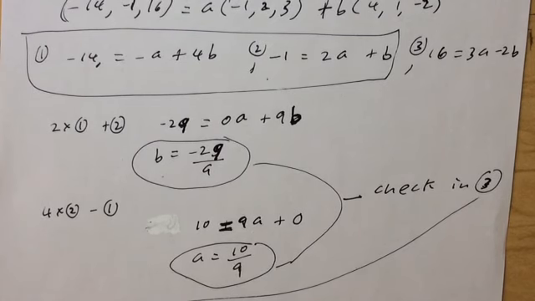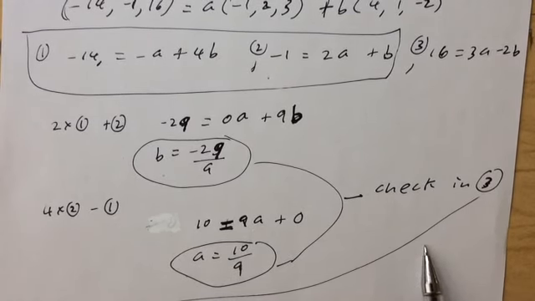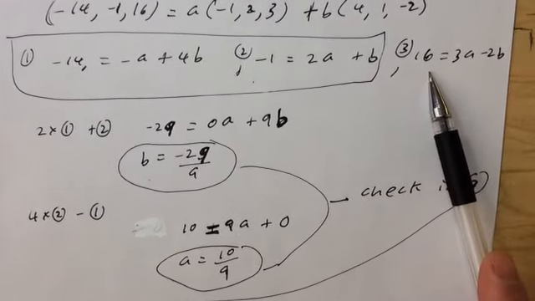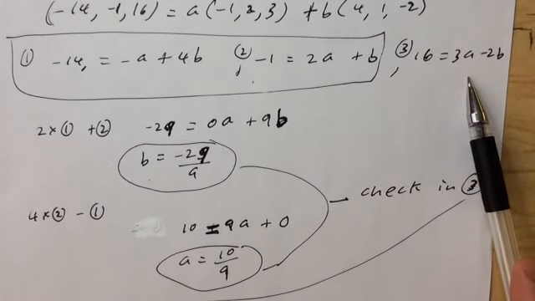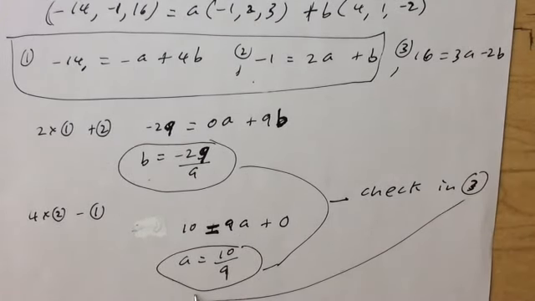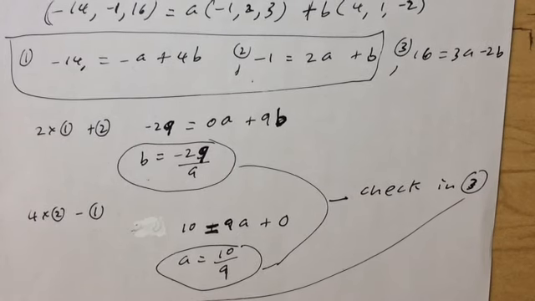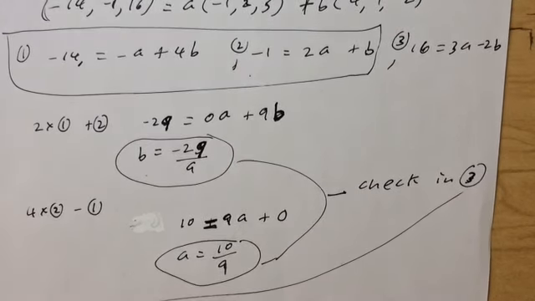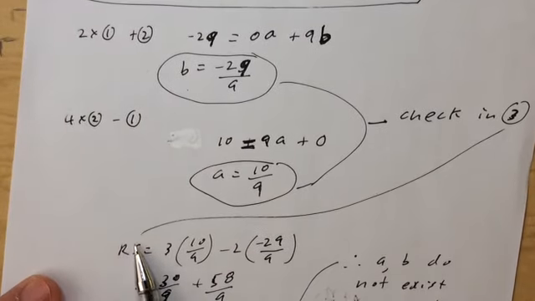In order to prove that we have an A and B that works for all of them, we need to actually check that solution in equation 3. If it works in equation 3, then the A and the B that we found satisfy all 3 equations and we've got them. If it doesn't work in equation 3, then we can say that they are not linearly dependent, so that W cannot be written as a linear combination of U and V. So let's check it here. So we sub them in.